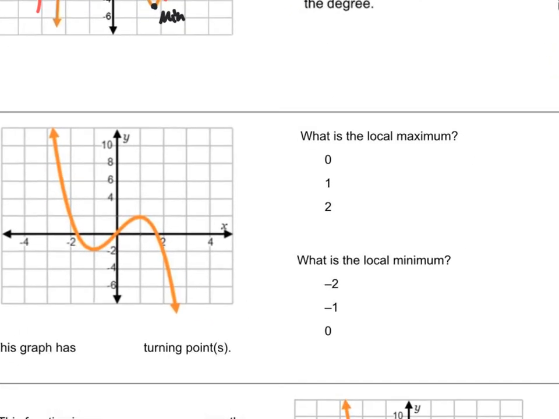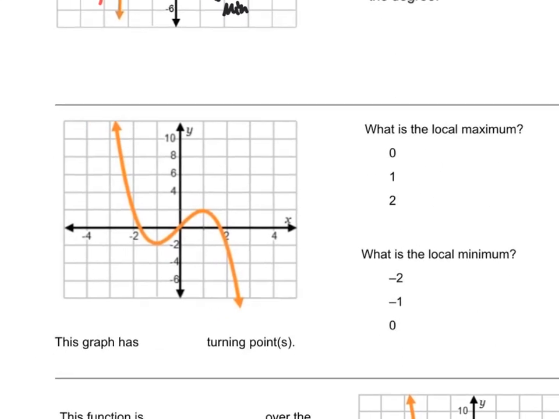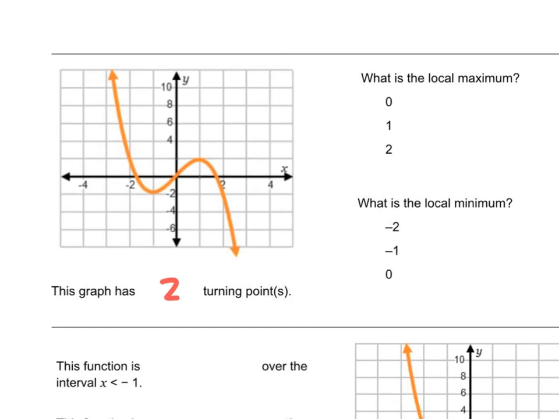So it says, what is the local max? How many turning points does this graph have? This graph right here has 1 turning point, 2 turning points. So you have 2 turning points. That means our degree is going to be 1 larger than our turning points. Our degree is going to be 3.